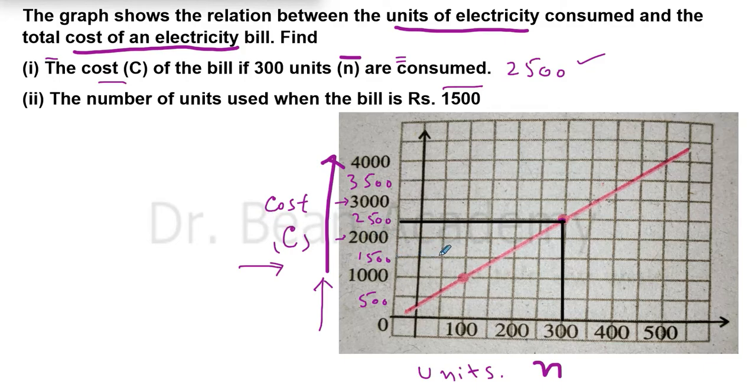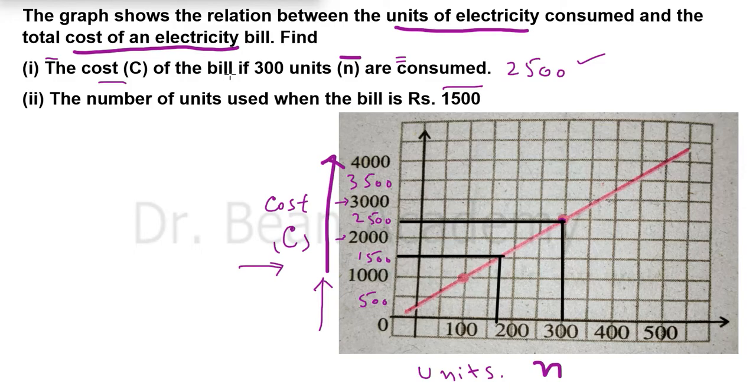So now I will go in the opposite direction. I will go to the right and I will just stop when I reach the line, and then I will go down to find the number of units used by that user. So I will start at 1500 and I will draw a straight line until I touch the graph line. Then I will make another straight line down, and it should be somewhere here. You can use a ruler to draw a straight line.